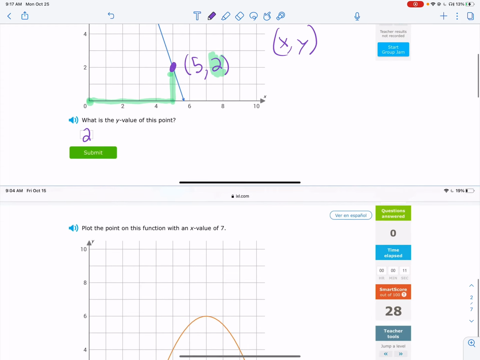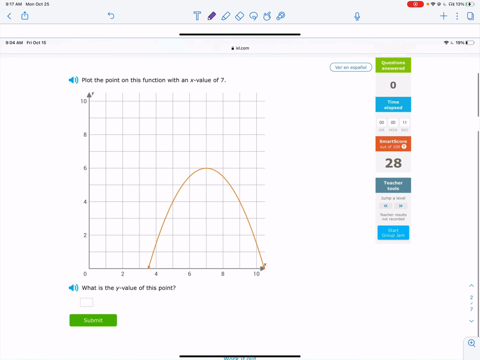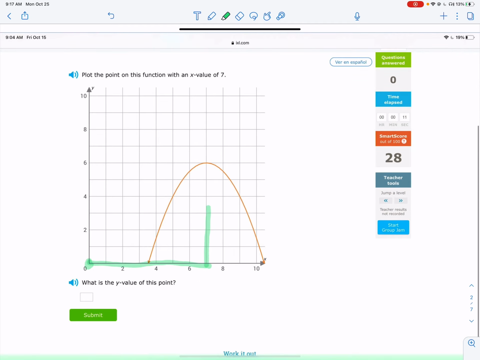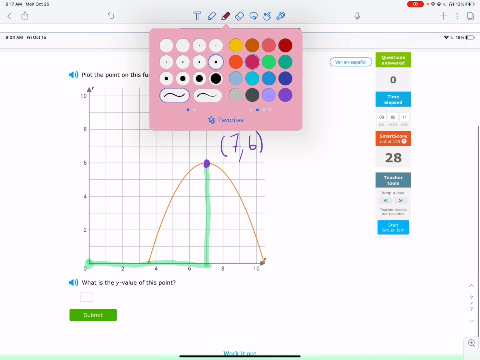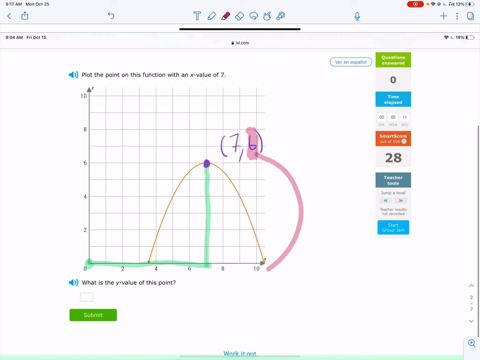Okay, let's go on to the next one. It says plot the point on this function with an x value of 7. So I'll start right here. I'm going to go to my x value of 7, and then I'm going to go up until I run into this line, and it runs into it right there. Okay. And this point is 7, 6. It again asks us, what is the y value of this point? All right, well, that's super easy. It is 6. So I'm going to plug that in right there. My y value for this point is 6.